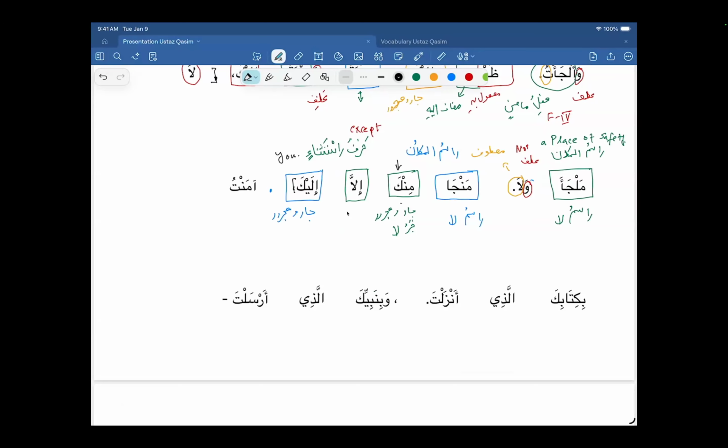So manja means the place of escape, the place of refuge. Place of escape, refuge.